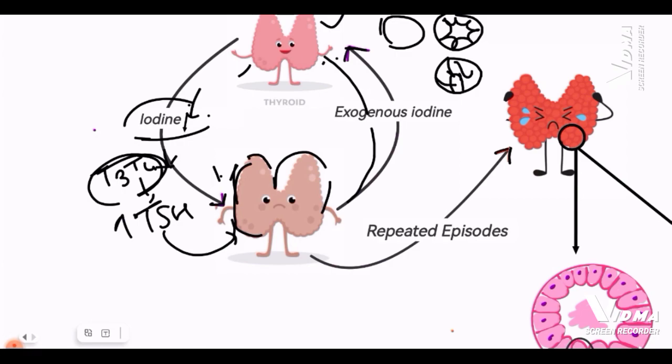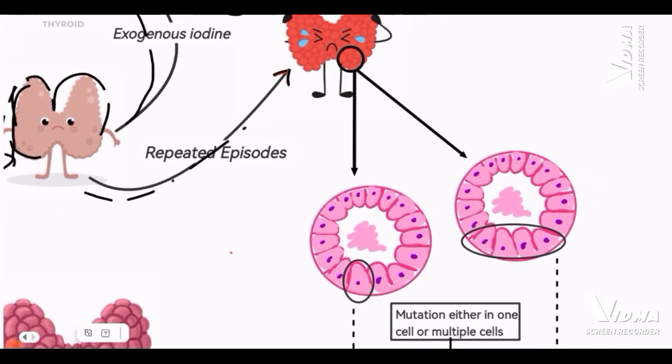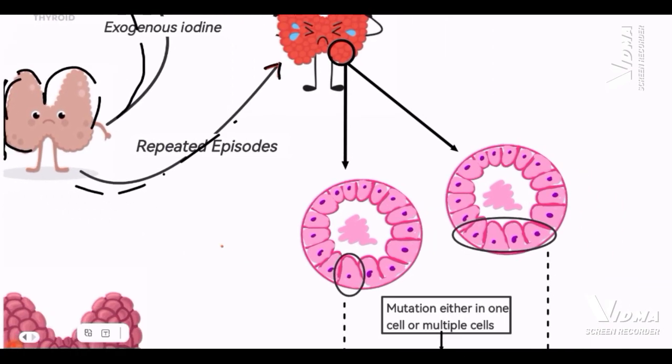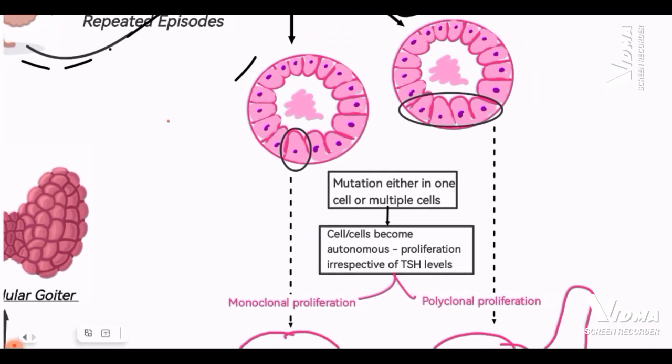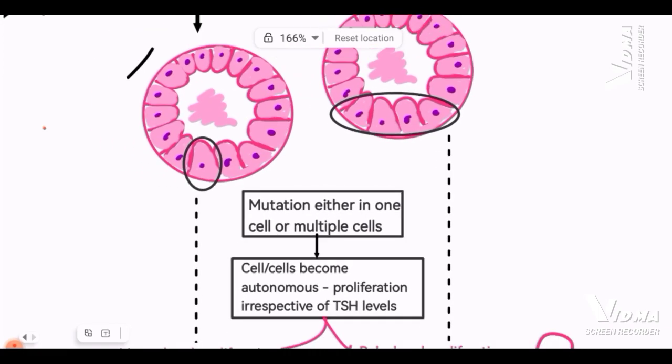If this cycle is repeated for some time, then the thyroid escapes this cycle. It gets irritated. It escapes this cycle. Thyroid has escaped from this cycle. And now here are two follicles about which the further crux of this topic is.